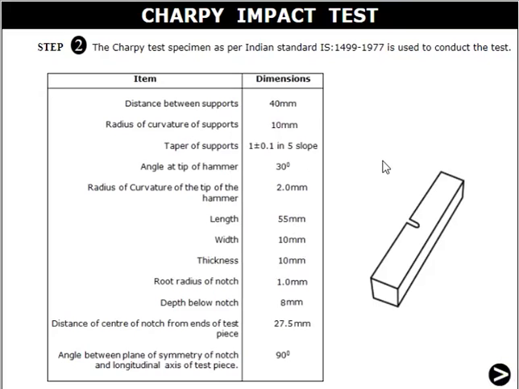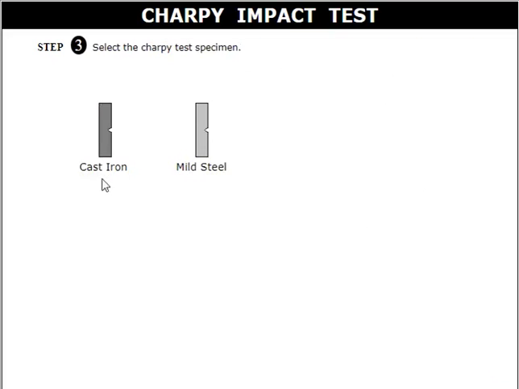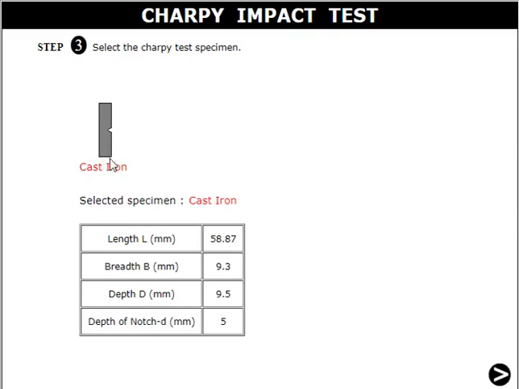Now these are the sample specifications, again length 55 mm, width 10 mm and thickness 10 mm, which is a standard specification as per Indian Standard IS 1499 to 1977. Now in the previous test we performed the impact test on the mild steel. Now we are going to perform the impact test on cast iron material. So we select cast iron as the specimen material. Then these are the specifications for that standard specimen.